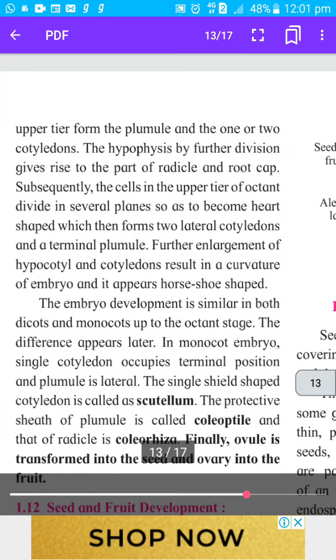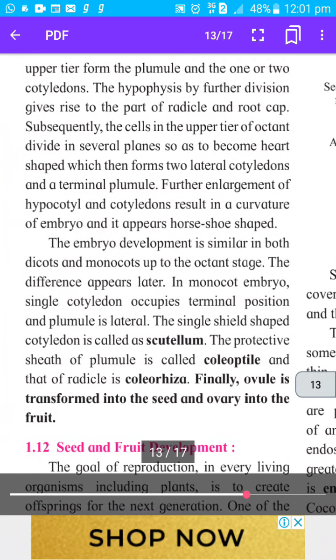Then the hypophysis by further division gives rise to part of radicle and root cap. So radicle will give rise to roots. Subsequently, the cells in the upper tier of octant divide in several planes so as to become heart shaped, which then forms 2 lateral cotyledons. So afterward, the upper tier of 4 cells will become heart shaped, and then it will form 2 cotyledons and the terminal plumule. Plumule will develop into stem.